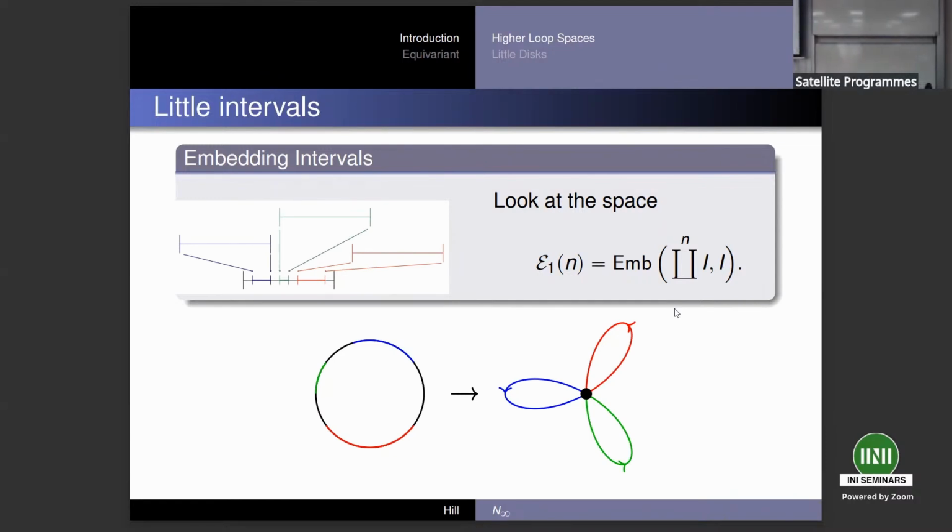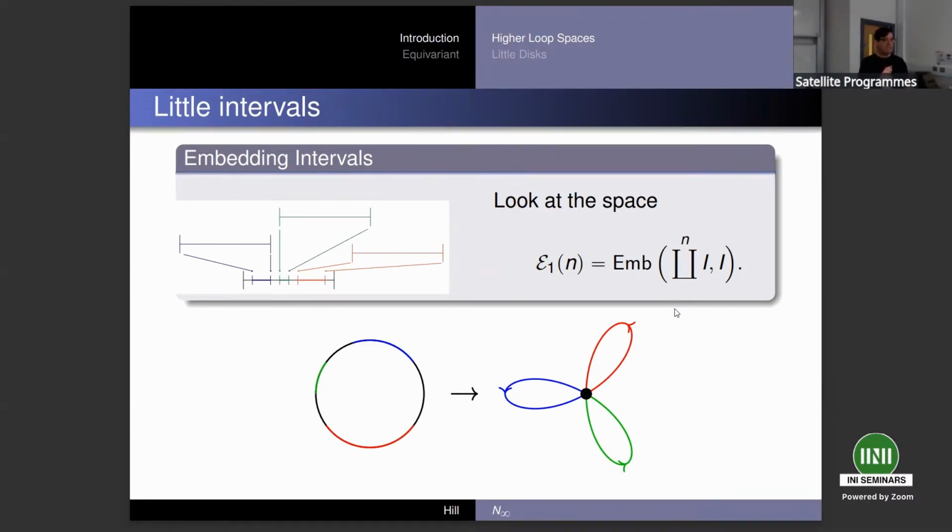And in the circle, there's a blue part here that corresponds to this blue part. There's a green part here that corresponds to this little green part. And there's a red part here that corresponds to this red part. And then every part that's not in one of these RGB colored areas, I would just crush down to the base point, and this gave me a map from a single circle to a bouquet of three circles.